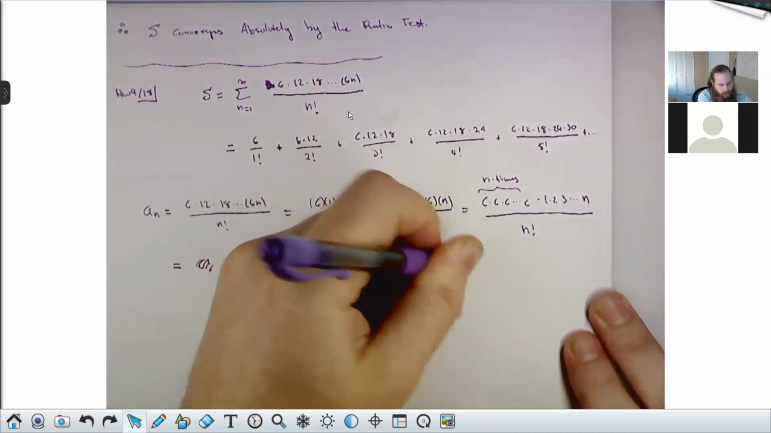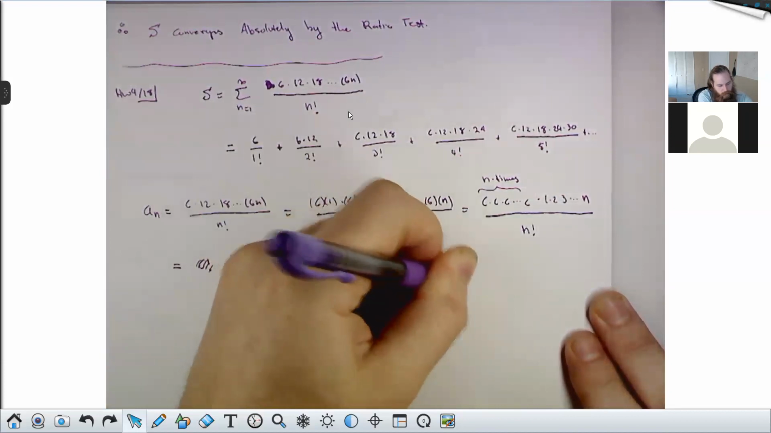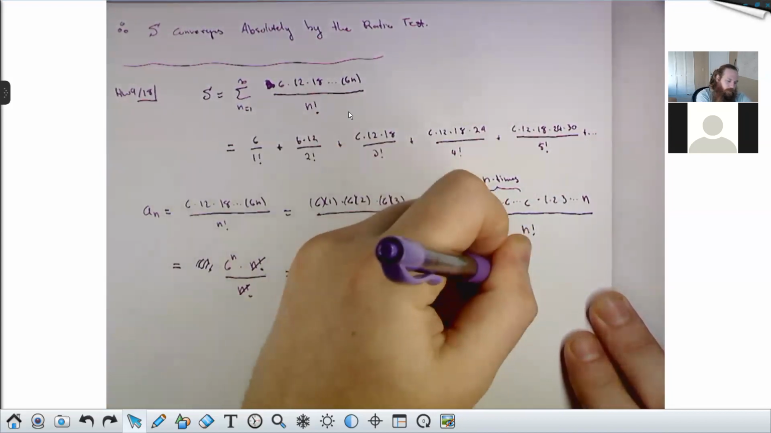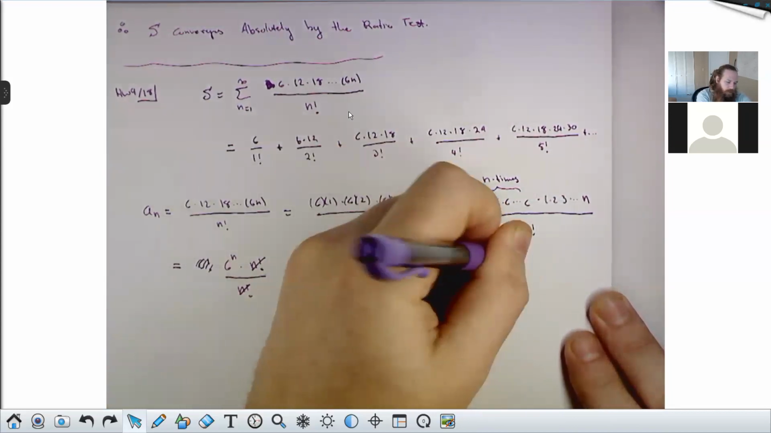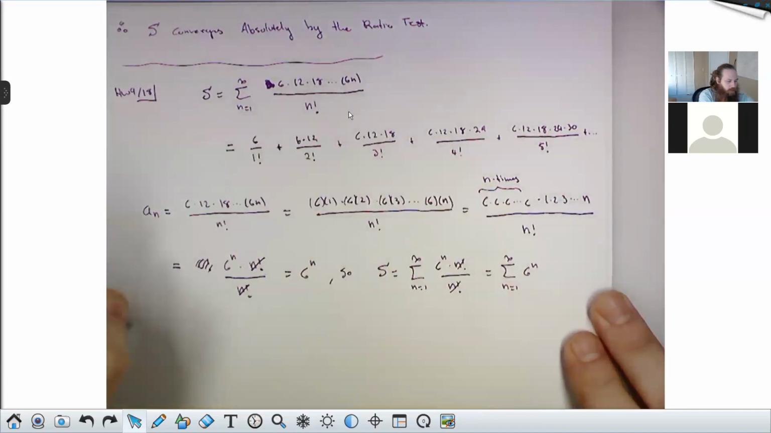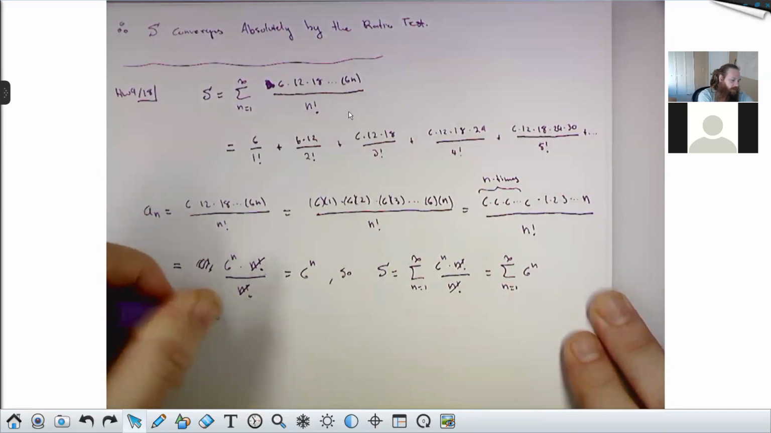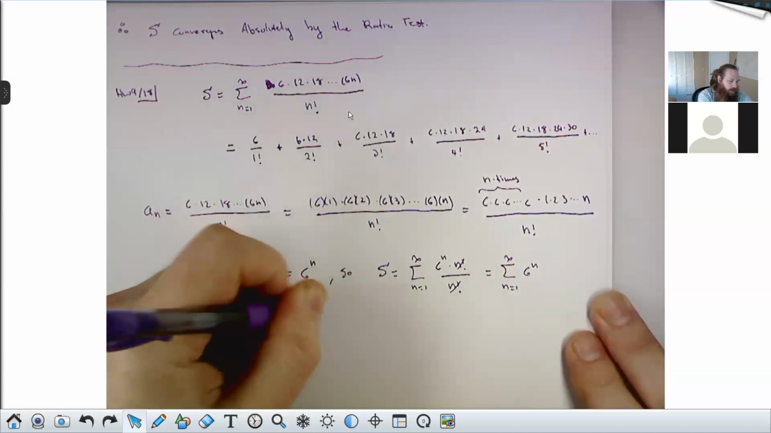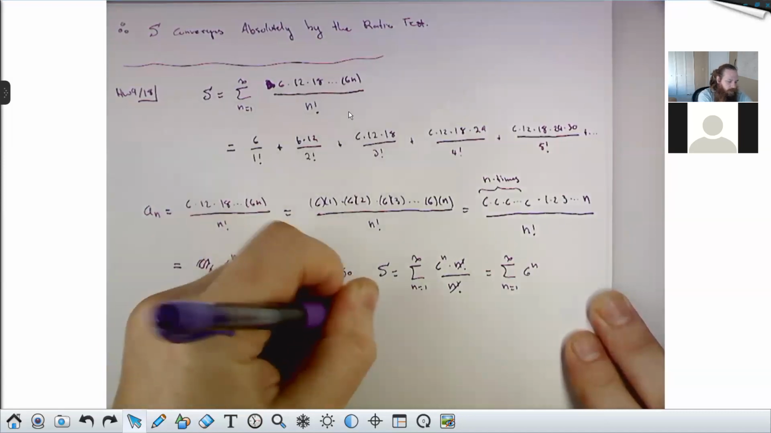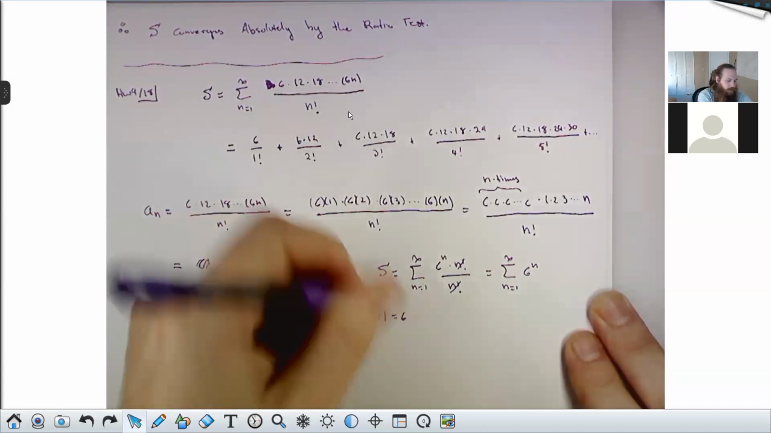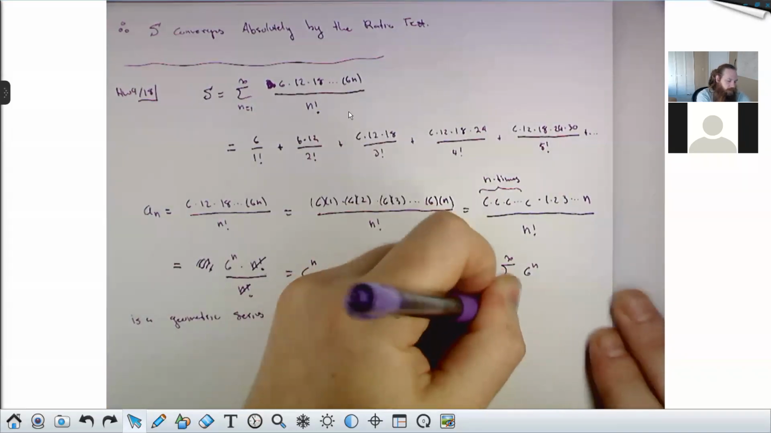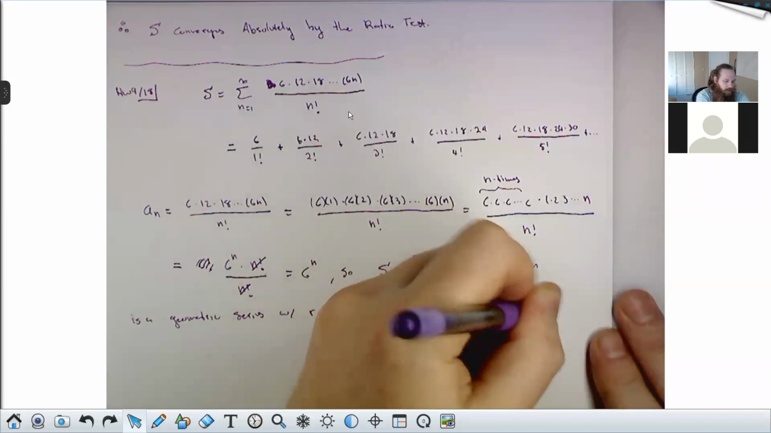I'll write it out. This is a geometric series with r equal to 6. So the absolute value of r is 6, which is certainly bigger than 1. So the series diverges.